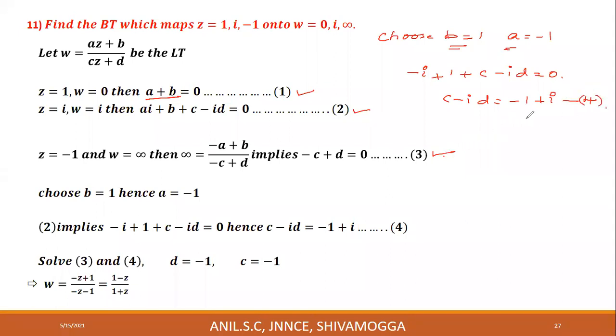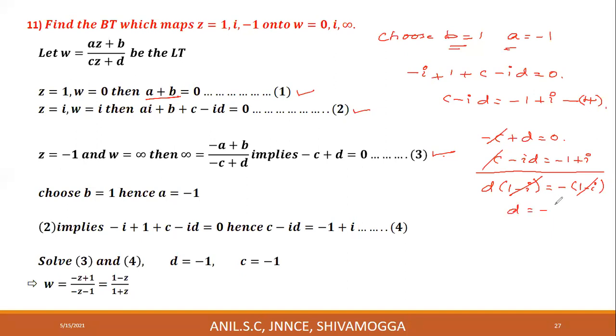Now solve 3 and 4. 3 is minus C plus D is equal to 0. And 4 is C minus ID is equal to minus 1 plus I. Add these 2 equations. Minus C will get cancelled with this plus C. D minus ID can be written as D into 1 minus I. This is equal to minus 1 plus I, which can be written as minus into 1 minus I. Cancel this 1 minus I with this 1 minus I. You get D is equal to minus 1.